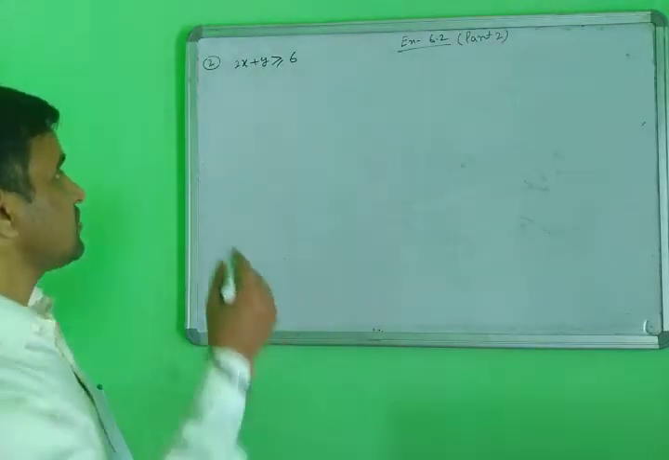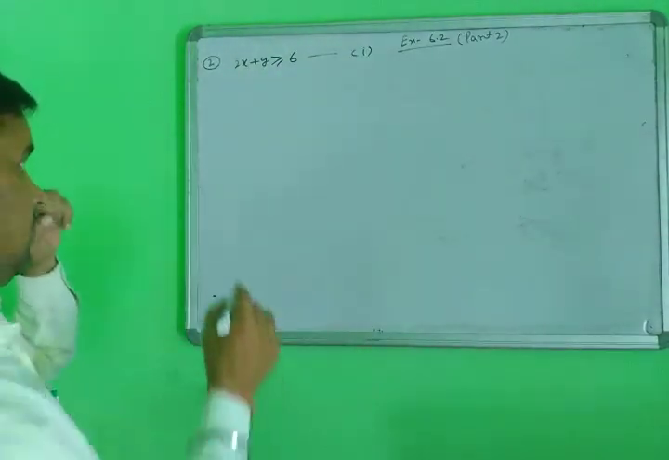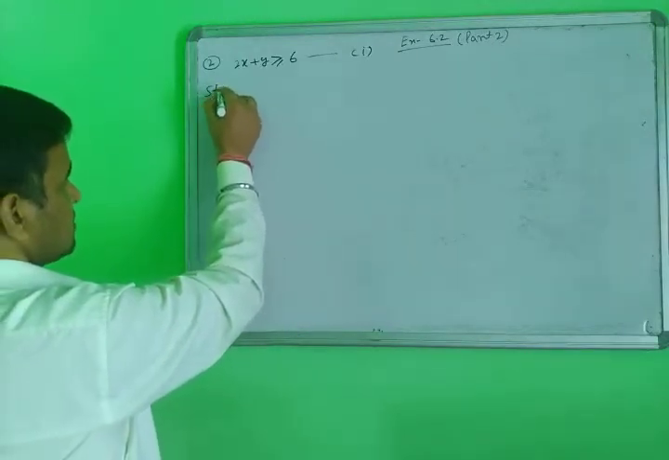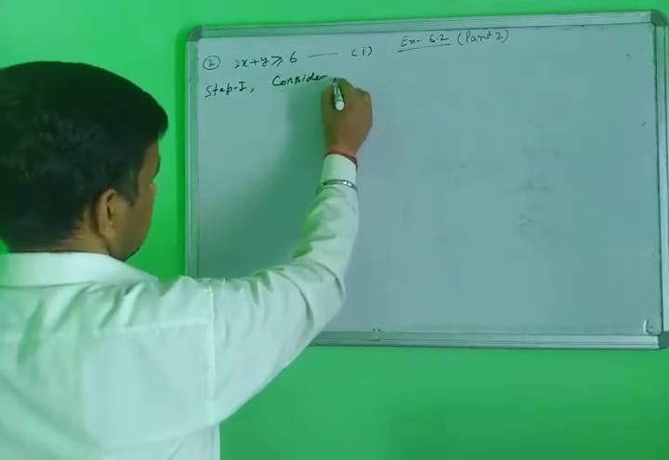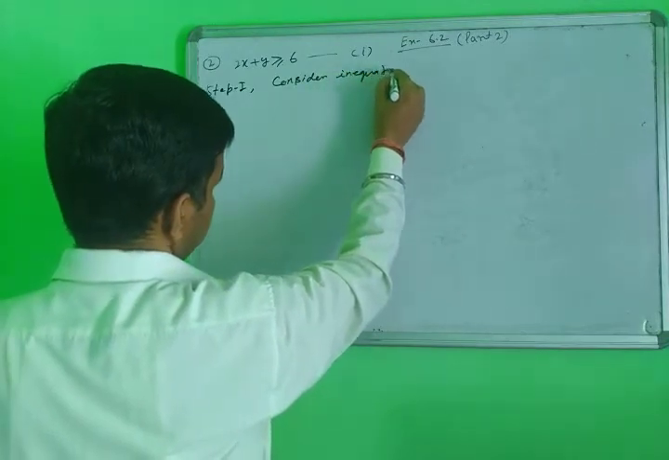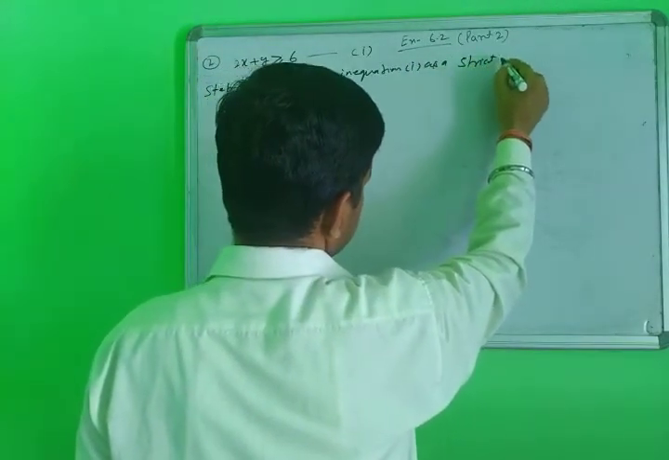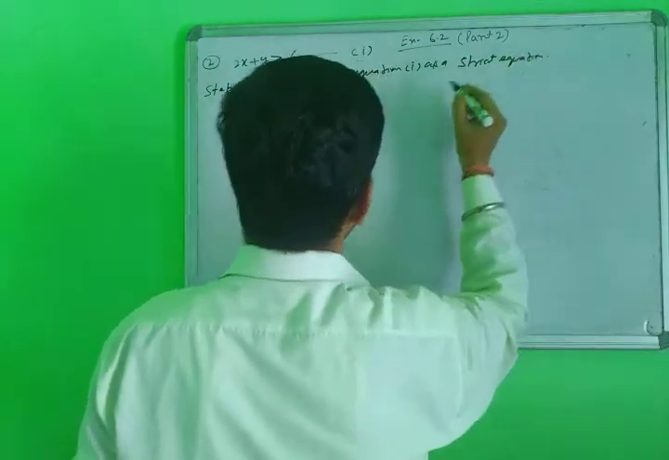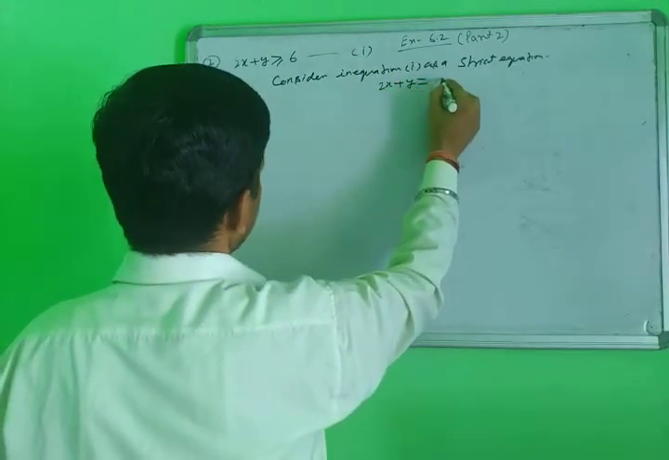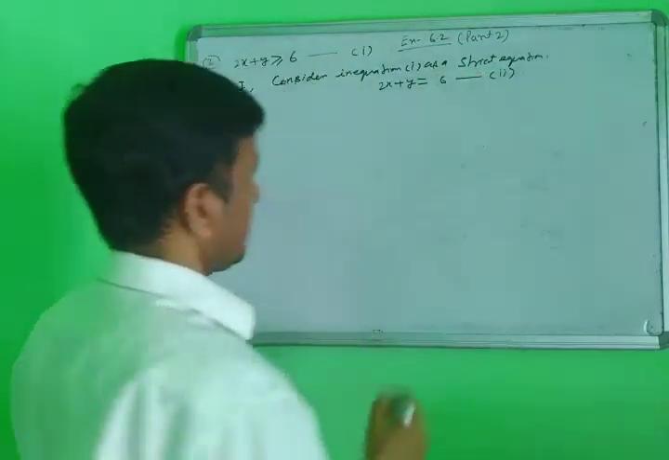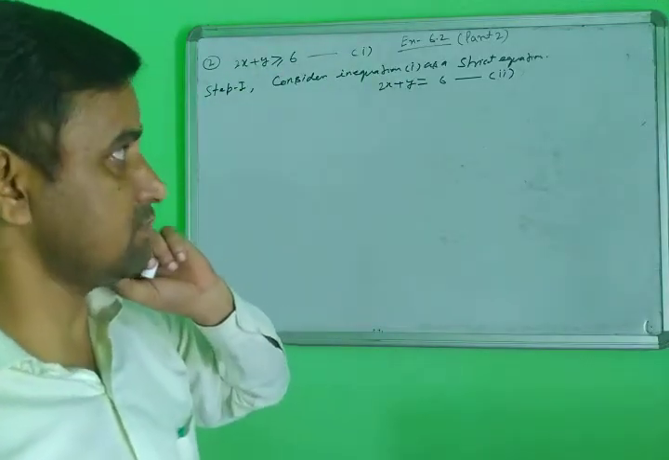Yes. So now, step first. First you draw the inequality. Step first: consider the inequality as a strict equation, meaning 2x plus y equals 6. Consider the inequation as a strict equation, meaning this symbol will be removed and the equation will be in this form.